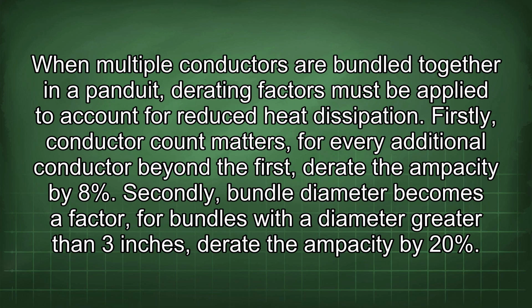reduced heat dissipation. Firstly, conductor count matters. For every additional conductor beyond the first, derate the ampacity by 8%. Secondly, bundle diameter becomes a factor. For bundles with a diameter greater than 3 inches, derate the ampacity by 20%.